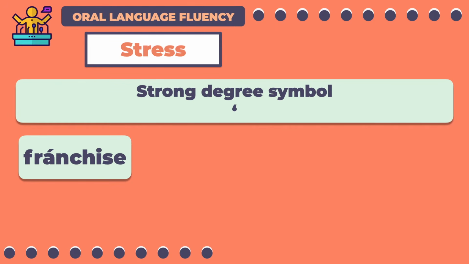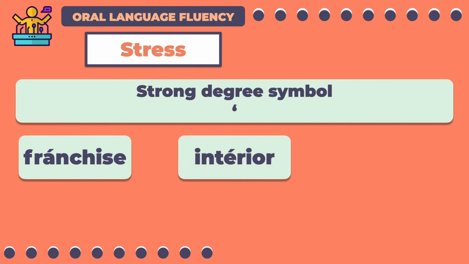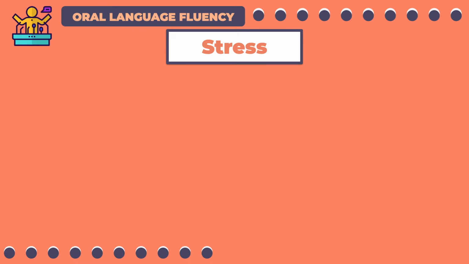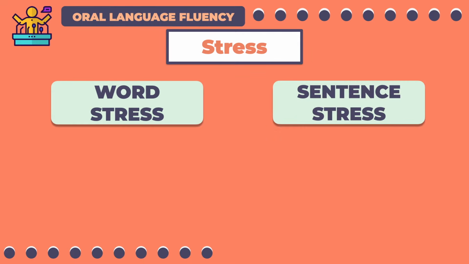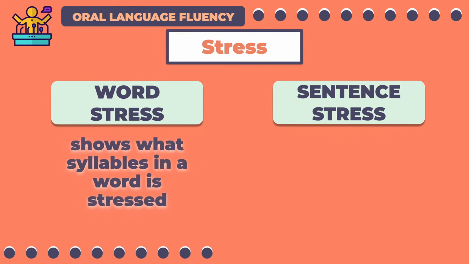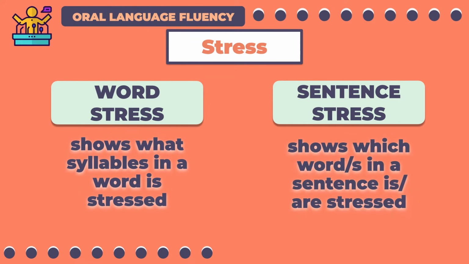It's franchise, not franchise. Interior. The stress mark is placed on the second syllable. Therefore, the correct pronunciation is interior, not interior. Oversee. Here, the stress mark is placed on the last syllable. Therefore, it's pronounced as oversee, not oversee. There are two general types of stress: word stress and sentence stress. A word stress shows what syllables in a word is stressed, while a sentence stress shows which word or words in a sentence is or are stressed.